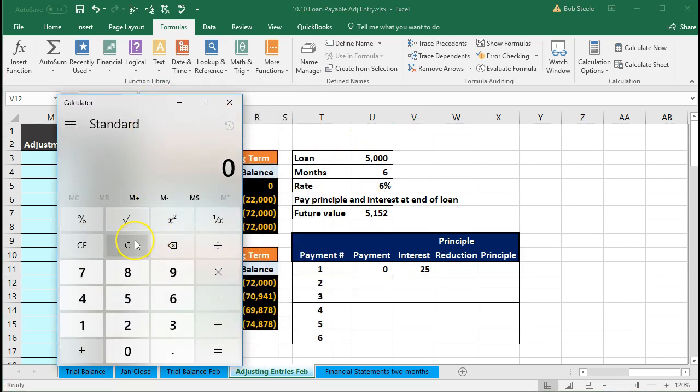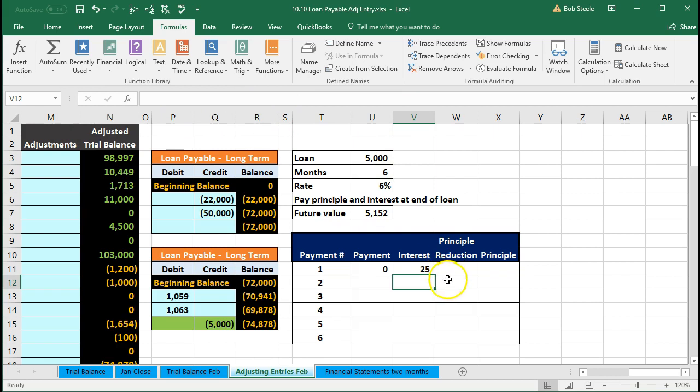If we want to see that one more time, it's 5,000, and we're going to multiply that times 0.06, 6%. That would be the interest if it were for a year, but we want it for a month, so we're going to divide it by 12, and that gives us the 25.